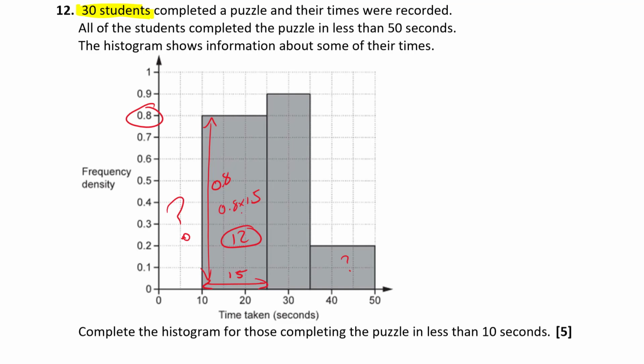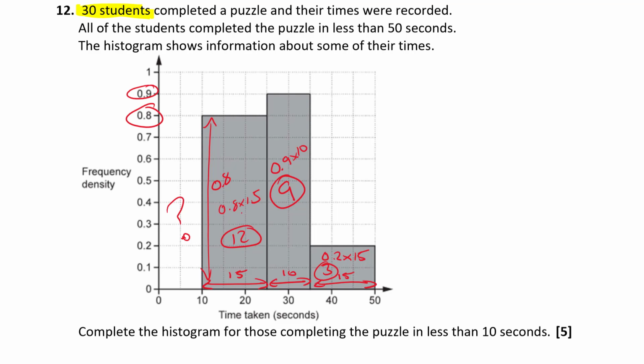In the second bar, it's running from 25 to 35, so it's got a width of 10. Its height is 0.9, so this one is going to be 0.9 times 10. Well, I know that one, that's just 9. And then finally, this other bar down here has got a class width of, what, 35 to 50? It's got a class width of 15. It's got a height of 0.2, so 0.2 times 15. It's 3.